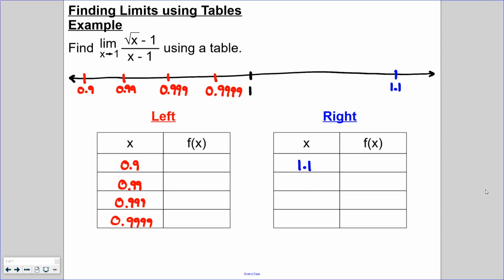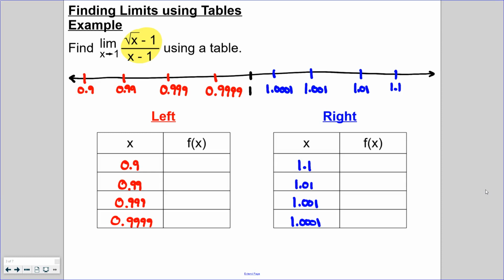So we need to follow a different pattern. Instead of 1.1, let's get a little bit closer with 1.01. So now we're just adding zeros. So we can get a little bit closer with 1.001, and a little bit closer with 1.0001. And there we have it. We have all of our input values that we're going to throw into our calculator. And when I say throw into our calculator, we're going to throw it into our function. Now you can do this individually, or I would recommend using the table feature on the calculator.